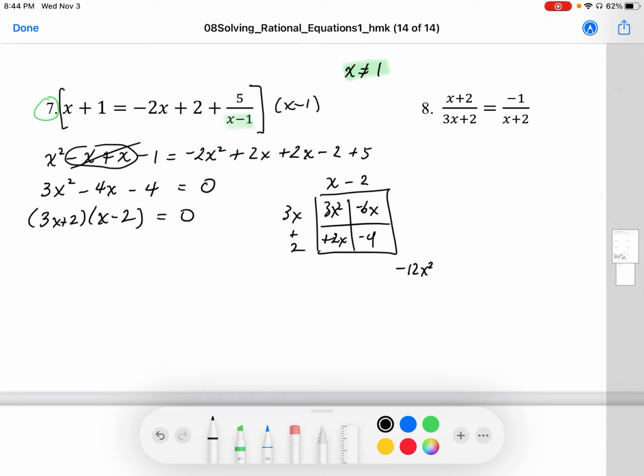Now I chose to factor this, but we could have used the quadratic formula here. But in the end, we get our solution of x equals negative 2 over 3 and x equals 2.